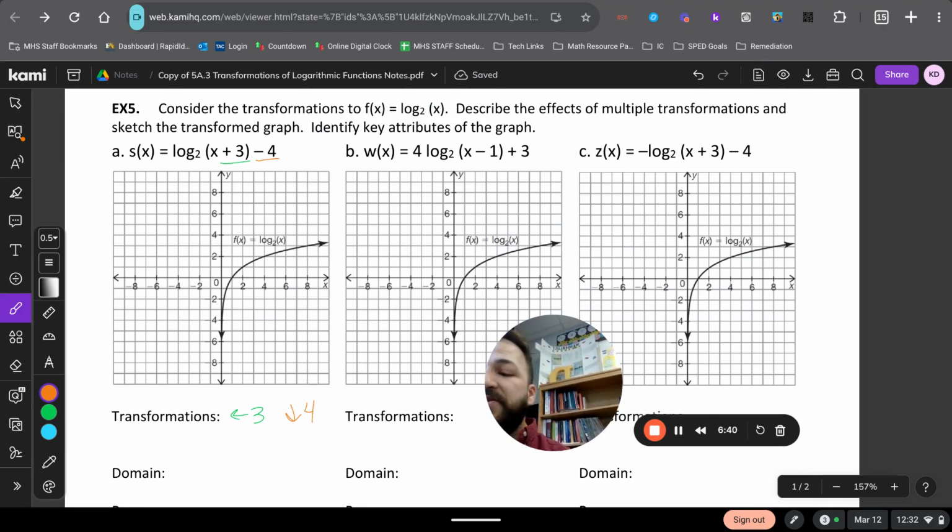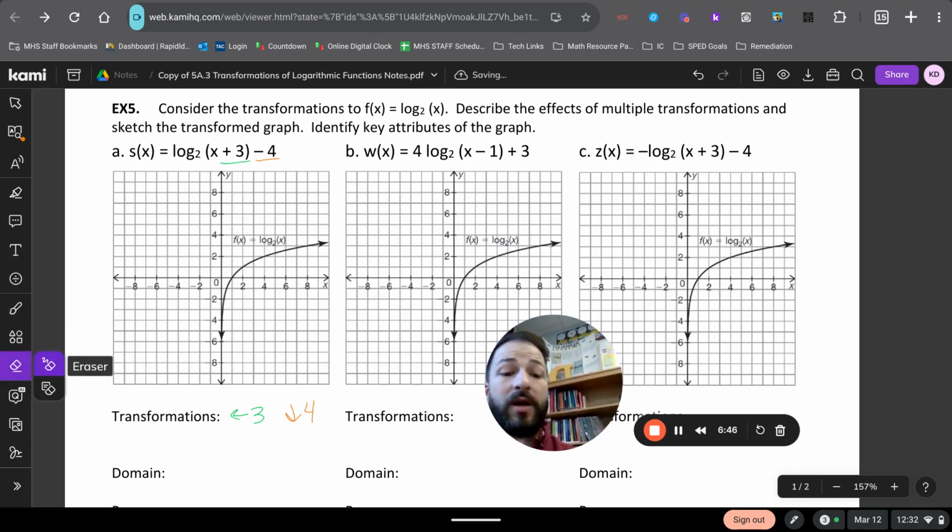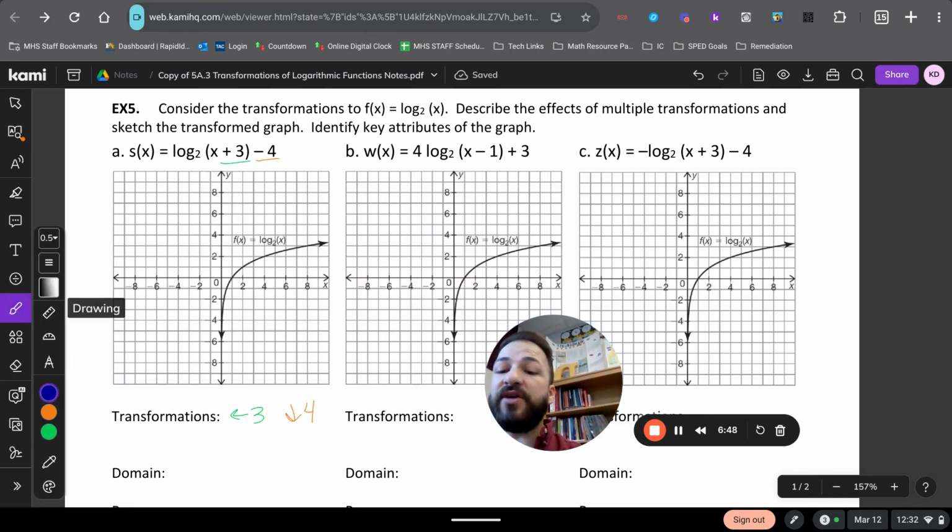So that's going to change our graphing point, which normally is this 1, 0 right here. That's going to shift us over by 3, so over to -2, and down by 4. So -2, -4 is our new graphing point. Everything else is going to stay the same, though. So we would go up and over by 1, then up and over by 2, and then up and over by 4.